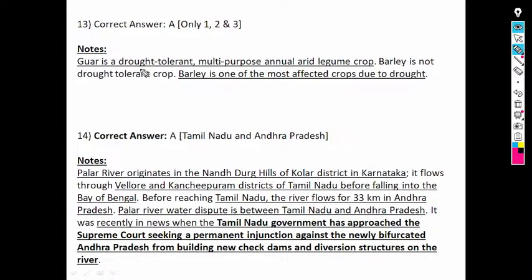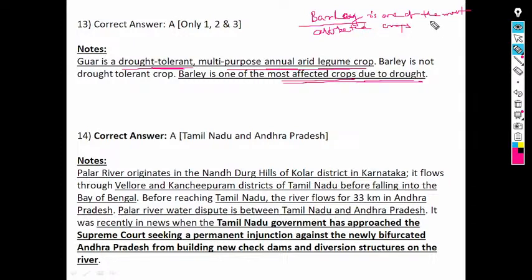Guar is a drought tolerant, multi-purpose annual arid legume crop. Barley is not a drought tolerant crop. Barley is one of the most affected crops due to drought.